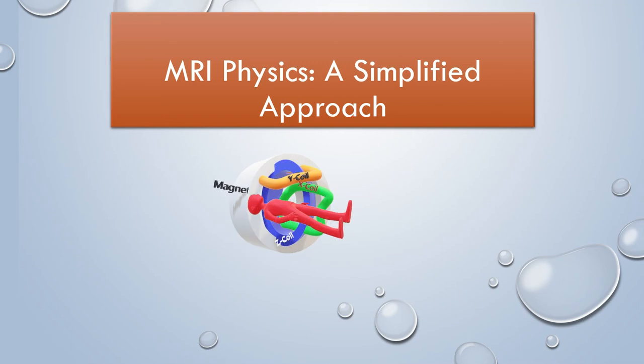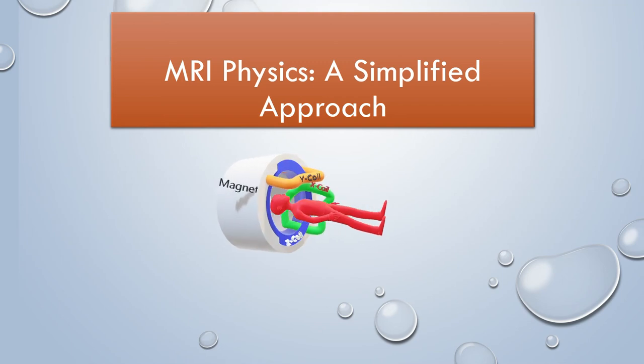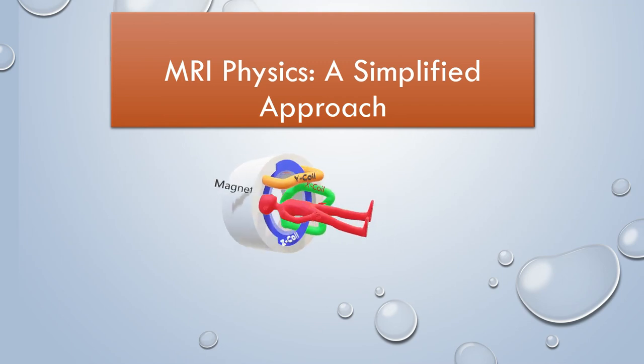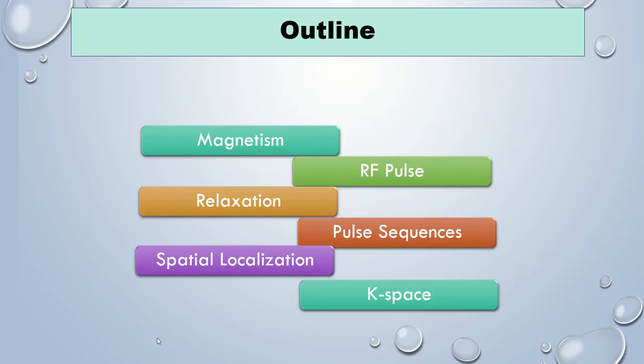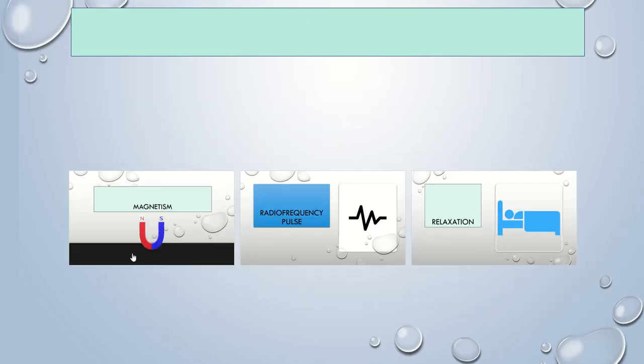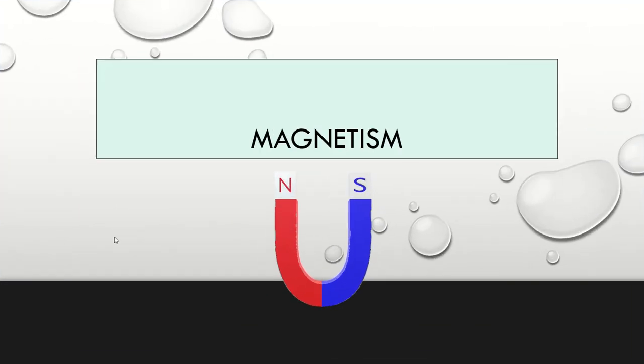Hello everyone, I'm going to present a series of short lectures on MRI physics by using a simplified approach. So let's start. In this first short lecture we're going to talk about magnetism.